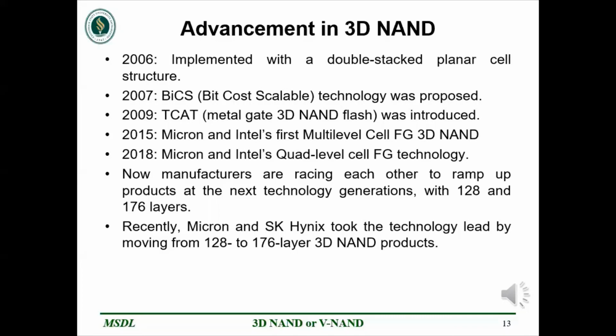Manufacturers have been racing each other to increase the number of stack layers. Presently, we are having 128 layers, and now we have reached 276 layers. Very recently, in 2020, Micron and SK Hynix took the technology lead, moving into 176 layer 3D NAND products.